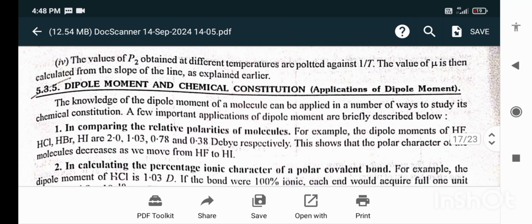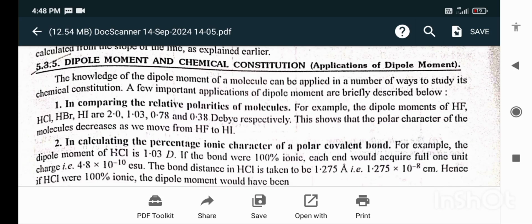The next topic is the dipole moment and chemical constitution. The knowledge of the dipole moment of a molecule can be applied in a number of ways to study its chemical constitution. A few important applications of the dipole moment are briefly discussed. First is in comparing the relative polarities of molecules. For example, the dipole moments of HF, HCl, HBr, HI are 2.0, 1.03, 0.78 and 0.38 Debye respectively. This shows that the polar character of the molecule decreases as we move from HF to HI.